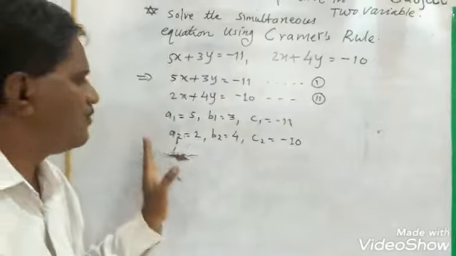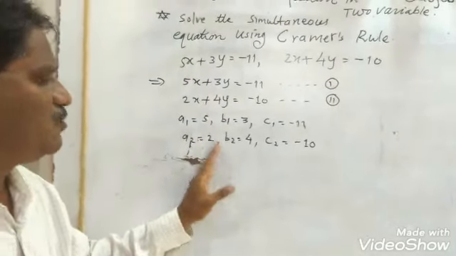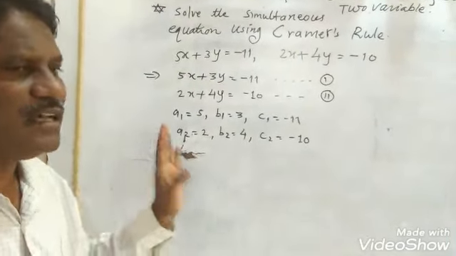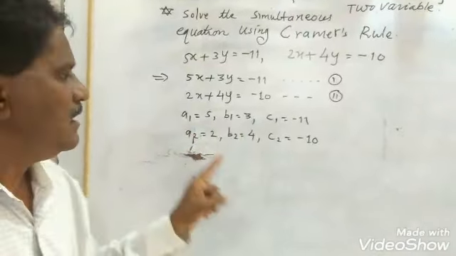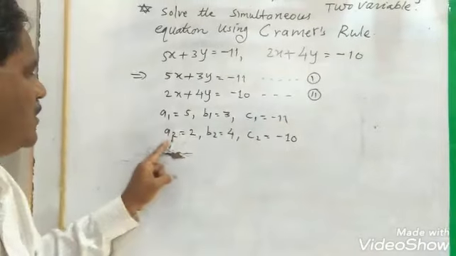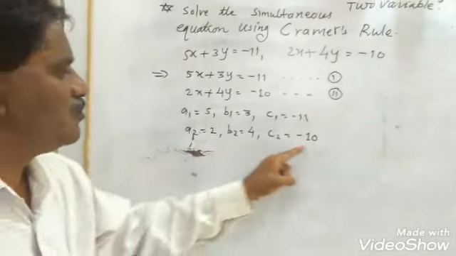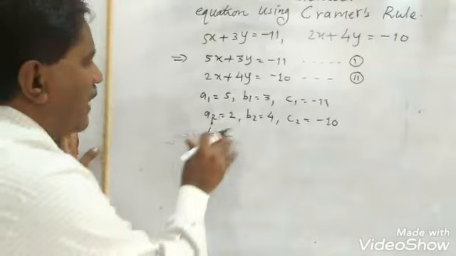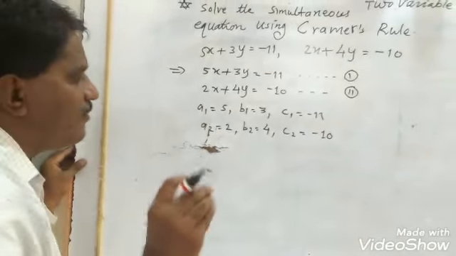That is the value of a1, b1, c1, c2. Not necessary here, but write down a1 is equal to 5, b1 is equal to 3, c1 is equal to minus 11, a2 is equal to 2, b2 is equal to 4, c2 is equal to minus 10. Here find the value of D, Dx and Dy.